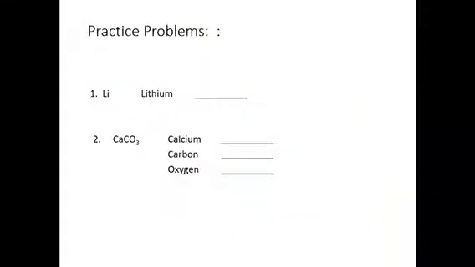All right, start with a super easy one, and that is lithium. It's all by itself, so its charge, or its not charge, excuse me, its oxidation state is going to be 0 because it's a free element. Now, if we look at calcium carbonate, I've got calcium, carbon, and oxygen, so I need to find the oxidation state of each one of those.